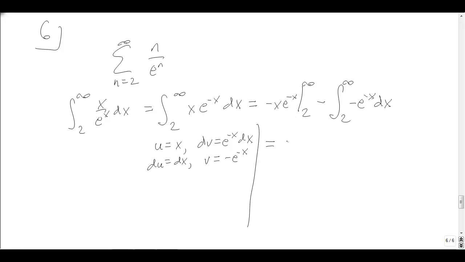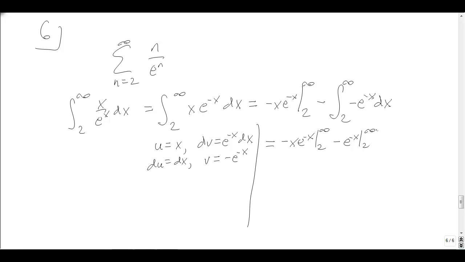Okay, so what we get is negative x e to the negative x. I'm just going to leave this evaluated at 2 to the infinity. I could do that later. Let's see. Antiderivative e to the negative x is again a negative e to the negative x. You sort of have two negatives. You pick up a third one. Get a minus e to the negative x from 2 to infinity here.